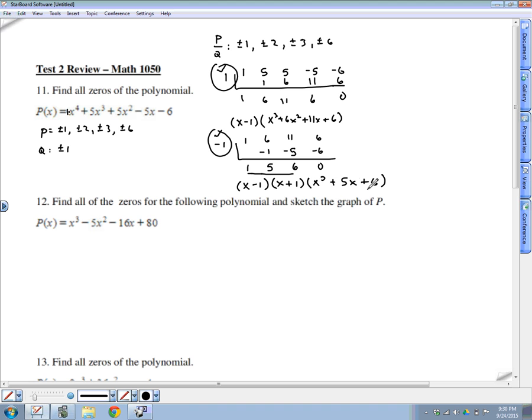Now we do have a quadratic factor, so you have two choices. Either it factors into two more factors like that, or you have to use a quadratic formula to find the zeros. In this case, this quadratic factor factors into x plus 2 and x plus 3. So we have all four factors, x minus 1, x plus 1, x plus 2, and x plus 3, which means our zeros are x equals 1, x equals -1, x equals -2, and x equals -3.